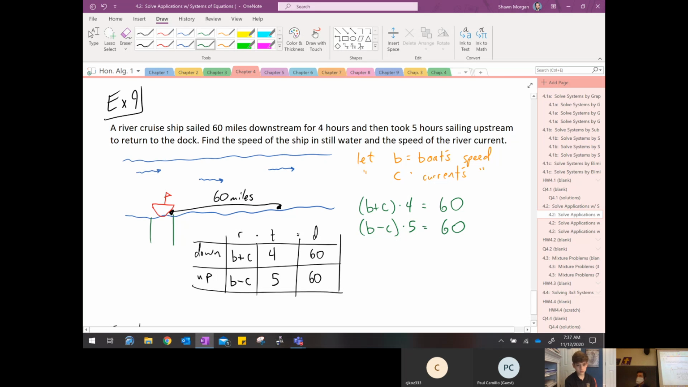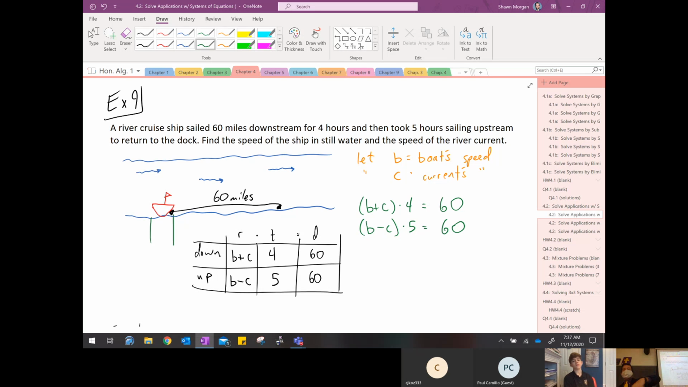Okay. Now, yesterday, one of my freshmen, I asked him the following question. I said, hey, what do you want to do to this system first to start it off? And he said, oh, yes, let's use elimination. Let's kill off the C's. And I said, not so fast, deadgum Skippy John Jones. You can't do that yet.